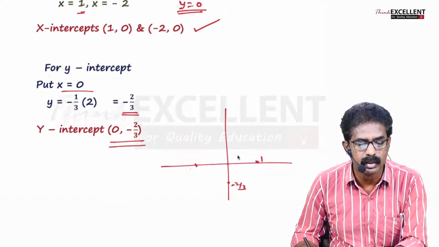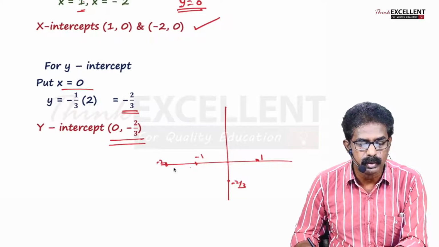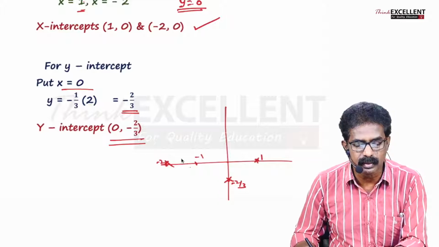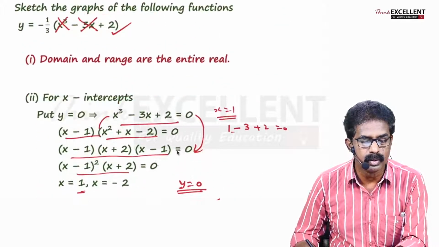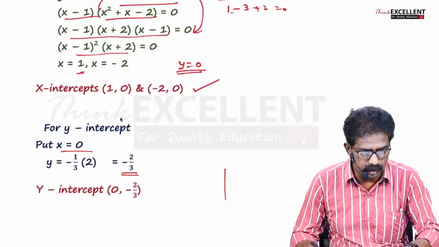1, 0. And minus 2, 0. This is minus 2. So it cuts here. It cuts here. It cuts here. Okay, now let us see. So domain we got it. X-intercept, y-intercept we got it, right?